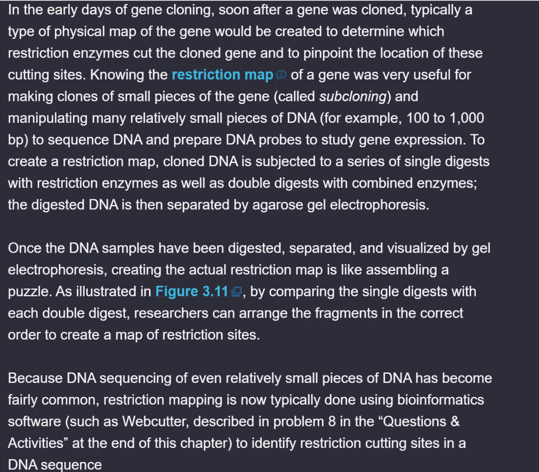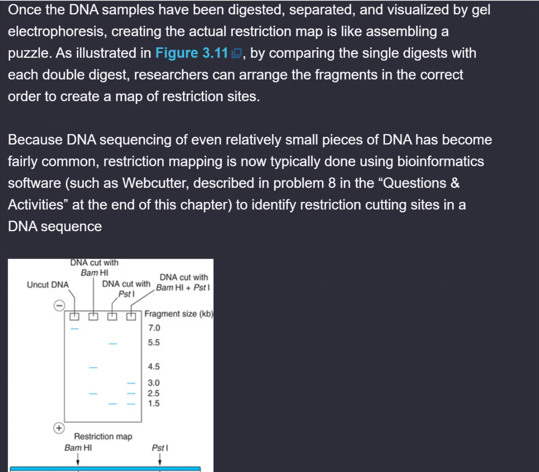To create a restriction map, cloned DNA is subjected to a series of single digests with restriction enzymes as well as double digests with combined enzymes. The digested DNA is then separated by agarose gel electrophoresis. Once the DNA samples have been digested, separated, and visualized by gel electrophoresis, creating the actual restriction map is like assembling a puzzle. As illustrated in Figure 3.11, by comparing the single digests with each double digest, researchers can arrange the fragments in the correct order to create a map of restriction sites.